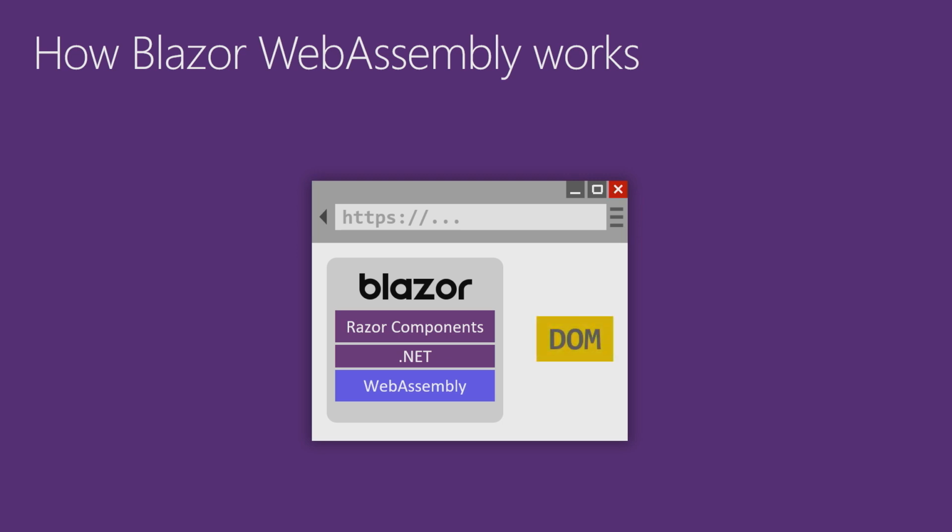The browser then sends all its UI events to your .NET code, your components run, they render their UI, and Blazor does all the hard work to figure out what exactly changed in the UI. The difference is then sent back to the DOM and updated very, very efficiently.